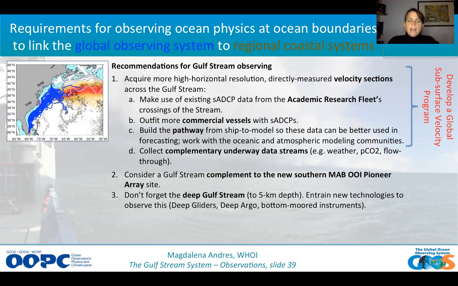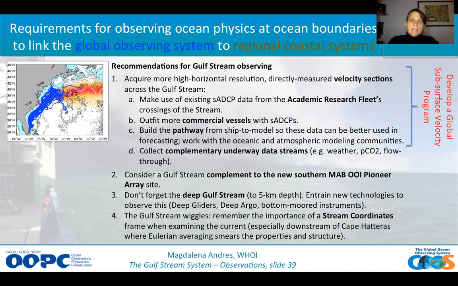It's important not to forget the deep Gulf Stream. Remember, the Gulf Stream south of New England reaches to 5 kilometers depth. When we're making upper ocean measurements, we're really missing 3/4 or more of the Gulf Stream. So to measure the deep Gulf Stream, it will be necessary to bring in new technologies to observe. This could include deep gliders, deep Argo, or some other bottom moored instruments.